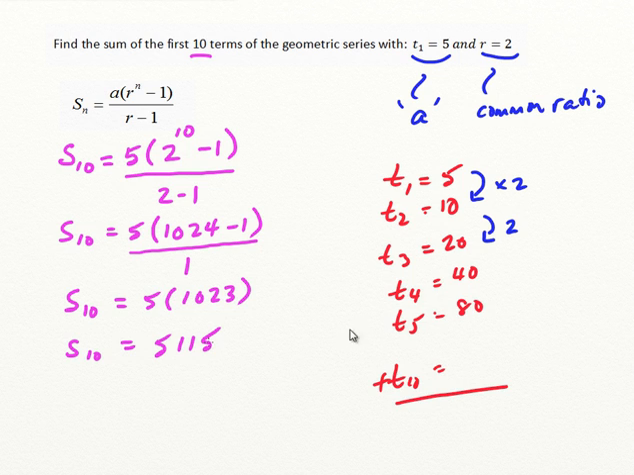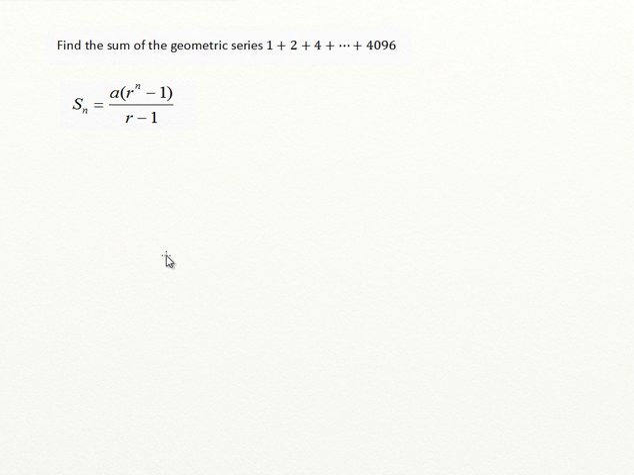Okay, so to get the sum of values in a geometric series, I could go ahead and list them all and then add them all up, or I could use the formula for the sum of a geometric series, and it makes life so much easier. So let's try another question that's a little tougher. In this question we're being asked to find the sum of the geometric series that is 1 plus 2 plus 4 plus, and then we're not sure how many terms are lying in this gap here. And we do know we're ending with the term that is 4,096.